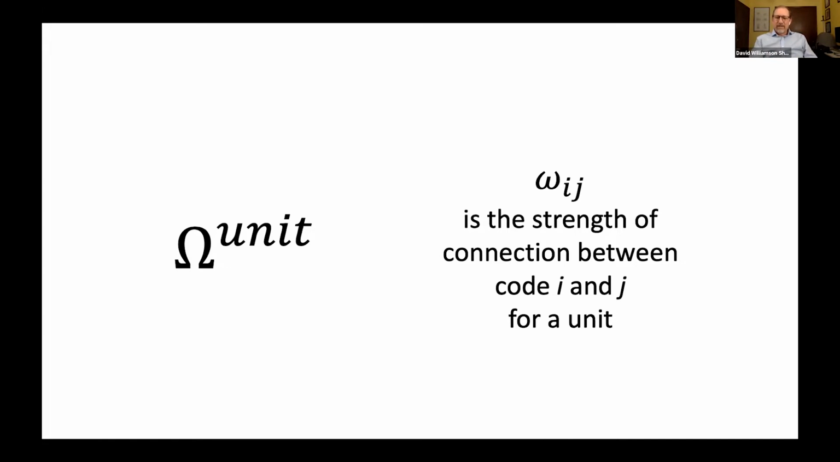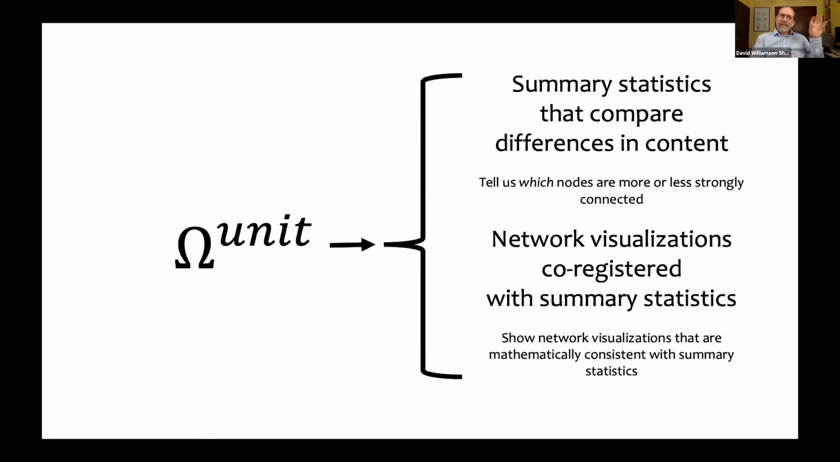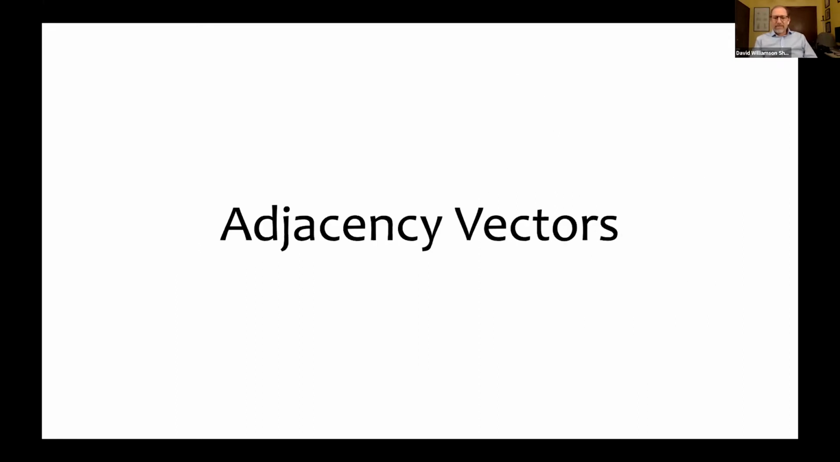And the question that we have to ask is, how do we go from this matrix to a set of summary statistics that compare differences in content and a set of network visualizations that are co-registered with summary statistics? That is, we need a way of knowing which nodes are connected more or less strongly, not just what the structure of connection is, but which nodes are connected, and also a visualization that shows us which nodes are connected in some useful way.